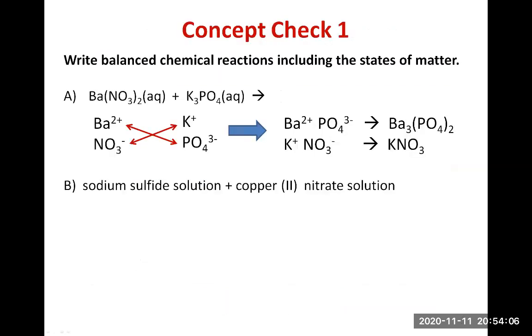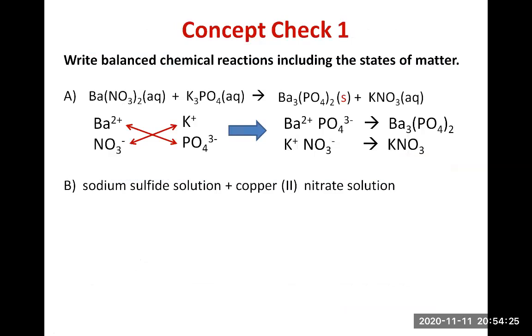So we have Ba3(PO4)2, that's a solid. It's insoluble. And KNO3 in aqueous solution. So the ions are still in solution. So that's a precipitation reaction right there.